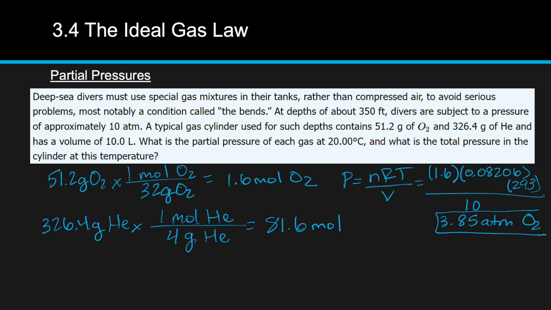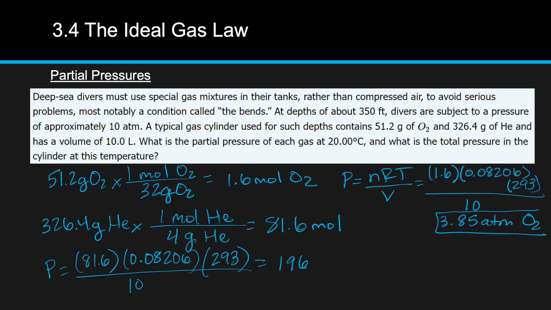Now we're going to do the same thing for helium. So we want the pressure. We already have the moles at 81.6. We have our R value because we know we're using atmospheres, so 0.08206, and that is on your formula sheet. You do not have to memorize that. And then our temperature is the same, 293, and our volume is the same at 10 liters. So we have 81.6 times 0.08206 times 293 divided by 10, which is going to give us 196 atmospheres of pressure for helium.